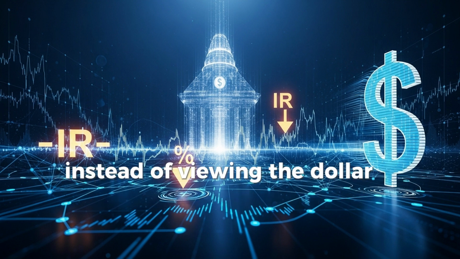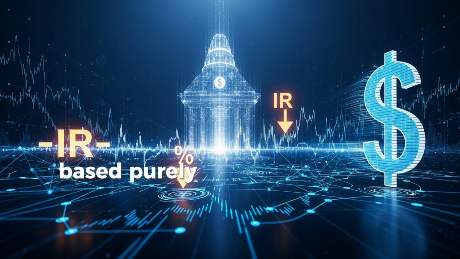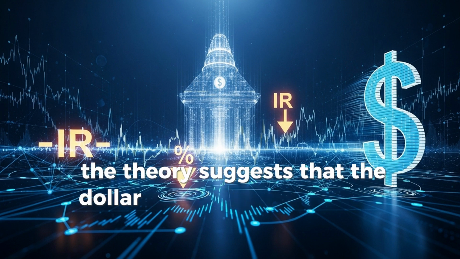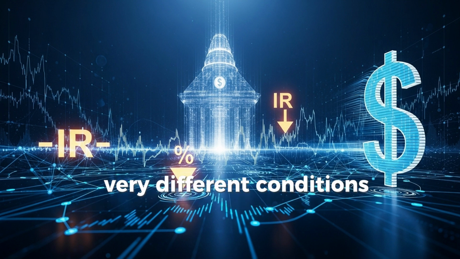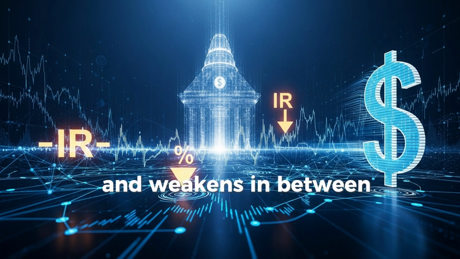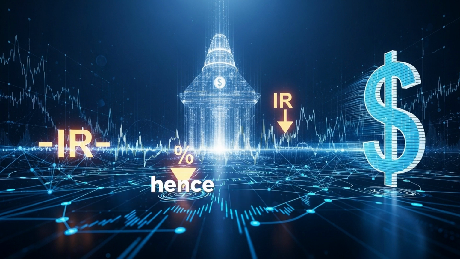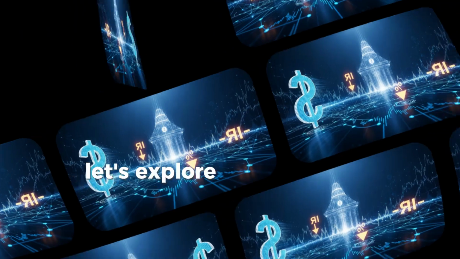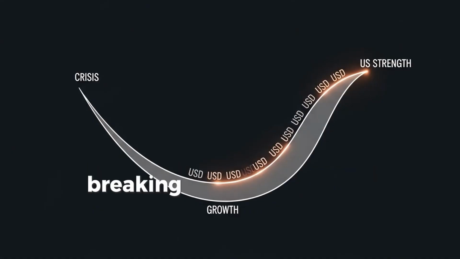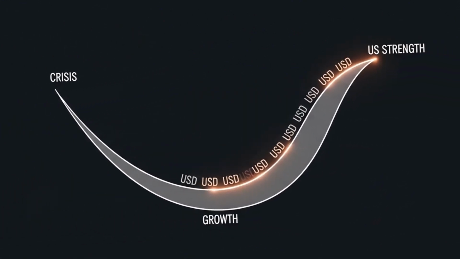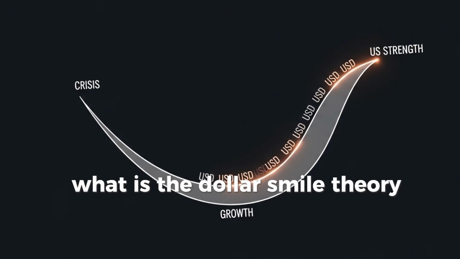Instead of viewing the dollar as moving in a linear fashion based purely on interest rates or economic growth, the theory suggests that the dollar strengthens under two very different conditions, and weakens in between. When plotted on a graph, this behavior resembles a smile, hence the name. Let's explore this concept in depth, breaking down its structure, implications, and how traders and investors can use it to make smarter decisions. What is the dollar smile theory?